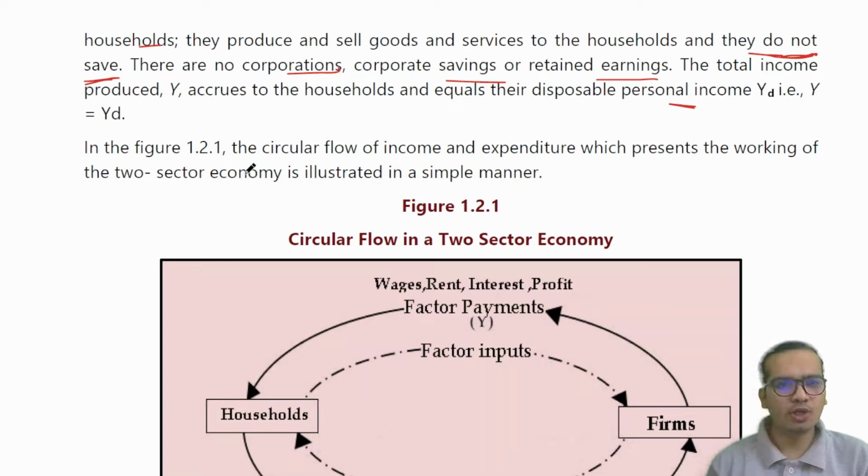In figure 1.2.1, the circular flow of income and expenditure, which presents the total working of the two sector economy, is illustrated in a simple manner. So figure 1.2.1, circular flow in a two sector economy.